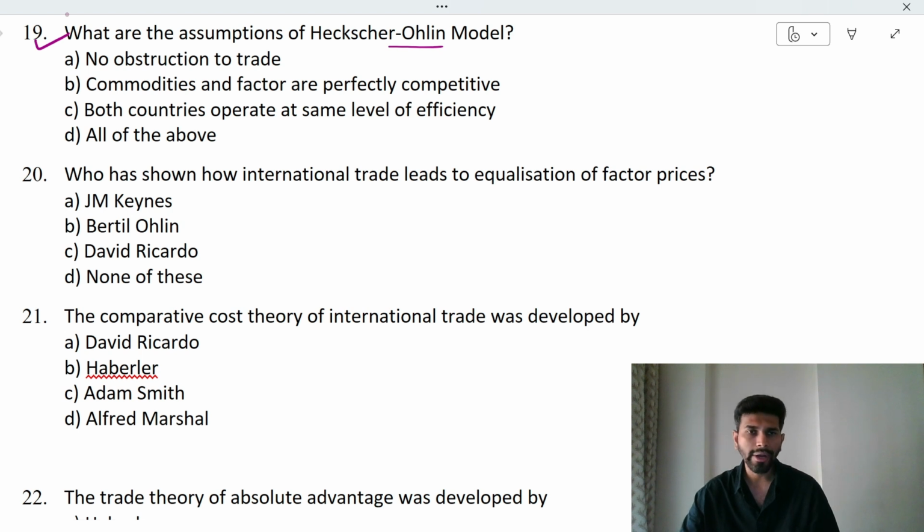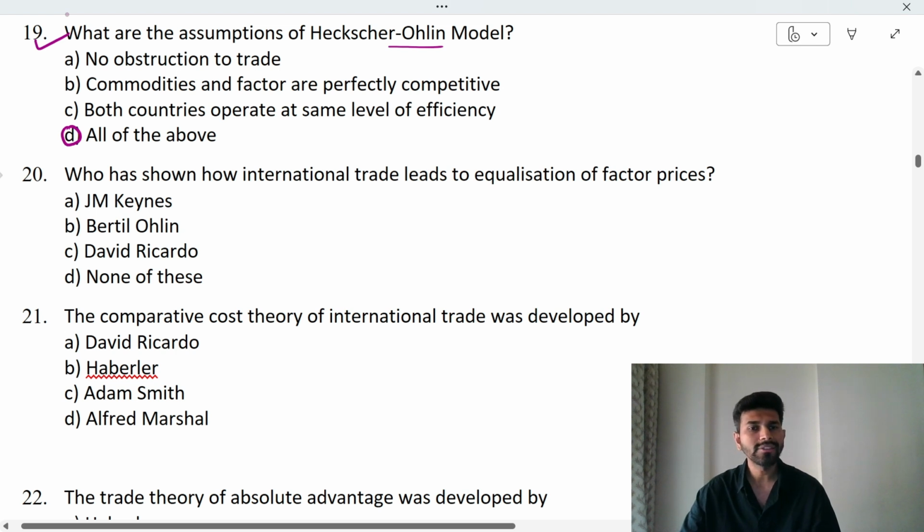What are the assumptions of the Heckscher-Ohlin model? No obstruction to trade. Commodities and sectors are perfectly competitive. Both countries operate at the same level of efficiency, or all of the above. Correct answer is D, all of the above.